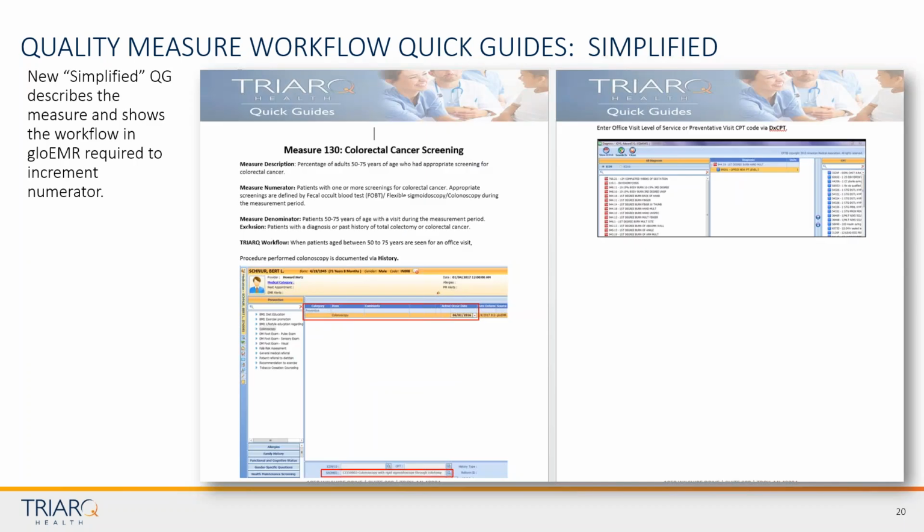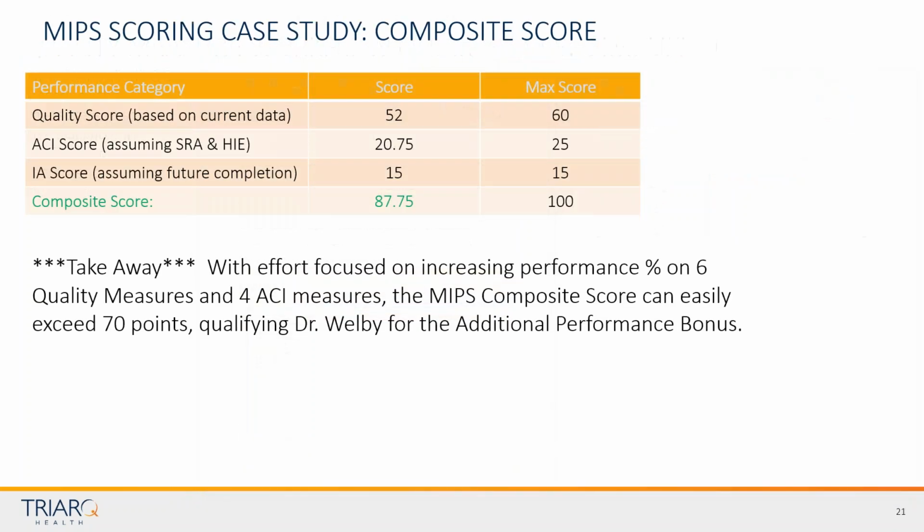So this is kind of the new version of what that would look like. We'd like to still give you a description of the measure, what's in the numerator, what's in the denominator, and then, what's the workflow all about? And so here we're showing a screenshot of, hey, build yourself a history item for colonoscopy tied to a SNOMED code that indicates colonoscopy was done, and make sure you document an office visit with a CPT code for indicating an office visit, and that patient's going to count in the denominator and the numerator, and you're good to go. So that's the difference between those 2 tools.